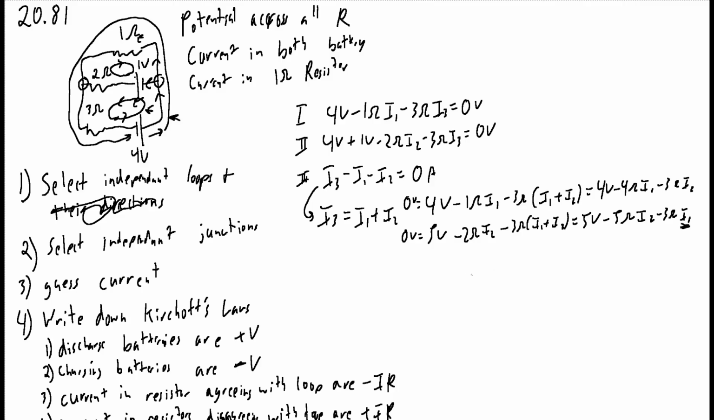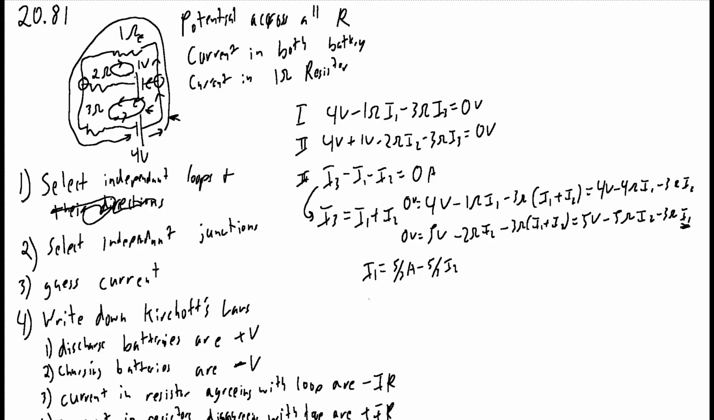This I1 here. Okay. So throw this one to the other side, and then divide by 3 ohms, so that I1 is equal to 5 over 3, that's just 5/3 amps, minus 5/3 I2. I'm going to take this and throw it in here.